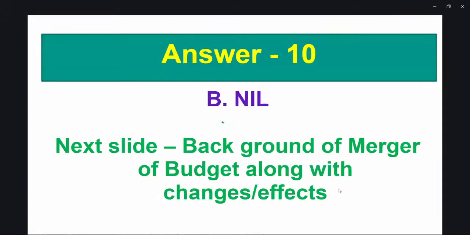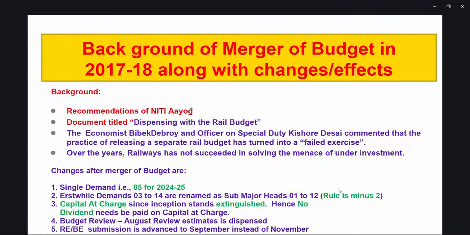Please check. Now we'll check some other aspects about the measure of the budget. It is the recommendation of Niti Aayog. The document titled Dispensing with the Rail Budget, by economist Bibek Debroy and officer on special duty Kishore Desai, commented that the practice of releasing a separate rail budget has turned into a failed exercise. Over the years, the railway has not succeeded in solving the issues of underinvestment. So that is the change.